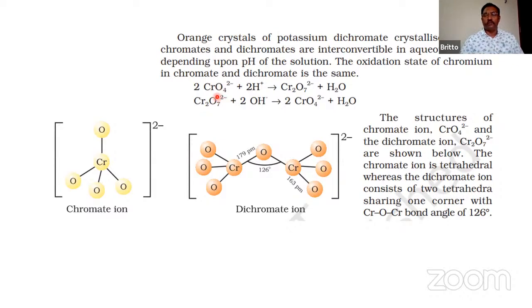So you have to keep the pH basic in case of chromate ion. Whereas dichromate you have to keep it in acidic medium. So generally acidified potassium dichromate only is used as an oxidizing agent. Okay, because in basic medium it is converted into chromate, remember that. And then the bond angle is 126 degree in this dichromate.